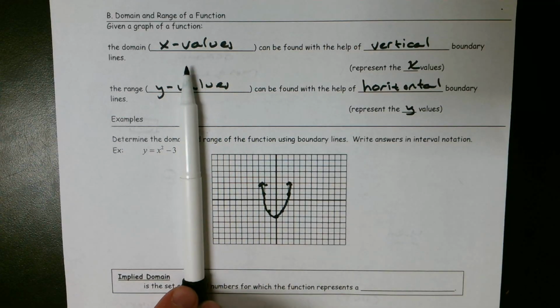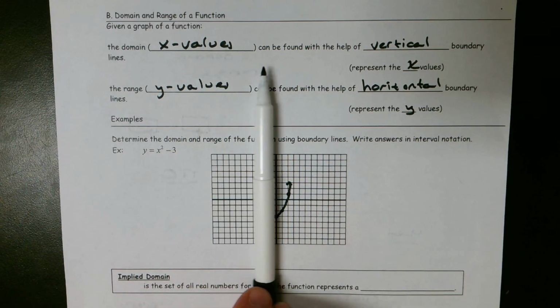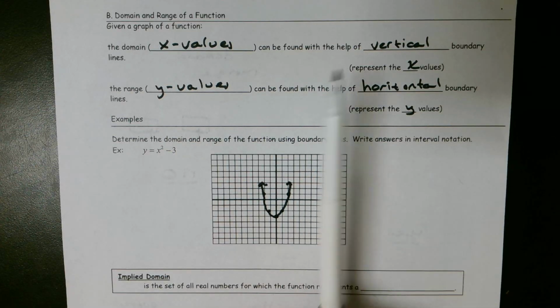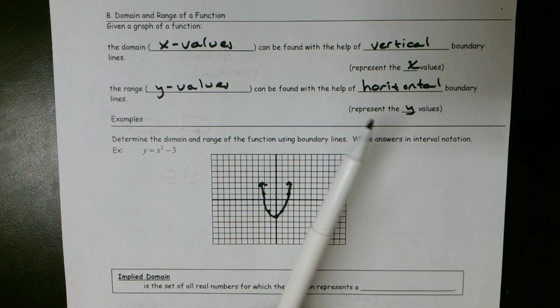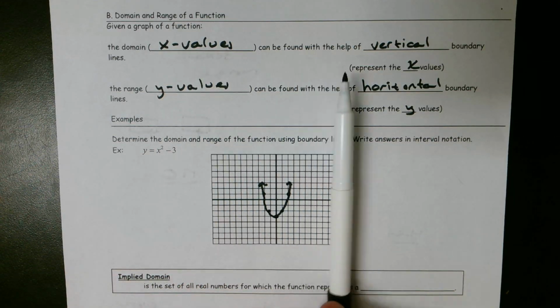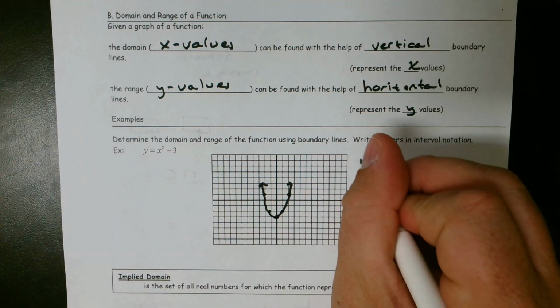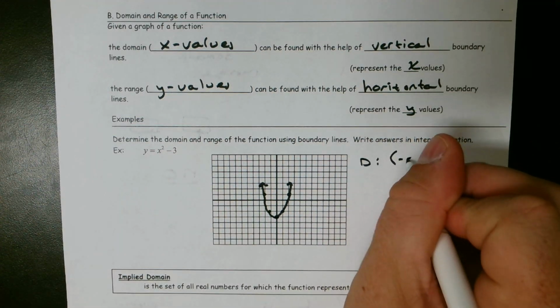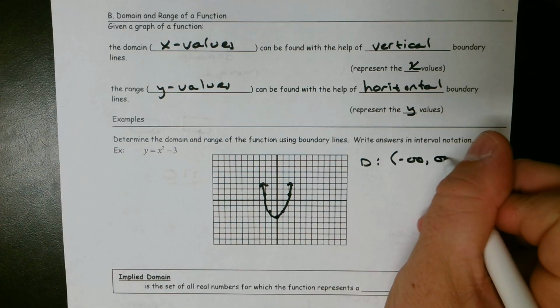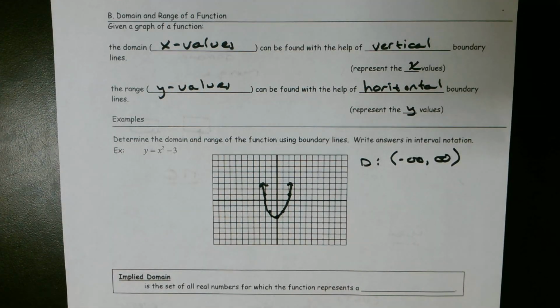Okay, so if we look, and you're going to have to watch the video to understand this, the domain, what vertical lines are going to hit this graph? All of them, because the graph goes forever left and forever right. Okay, so all of the vertical lines are going to hit it. So we say our domain is -infinity to infinity in interval notation.